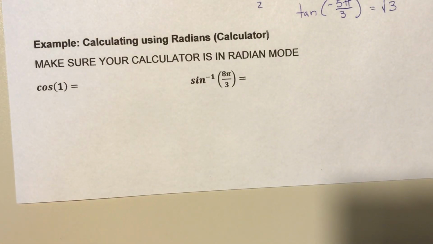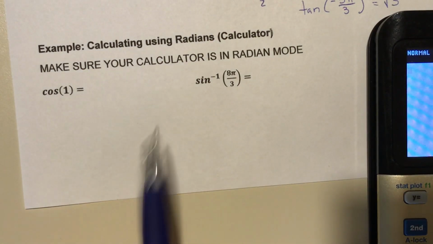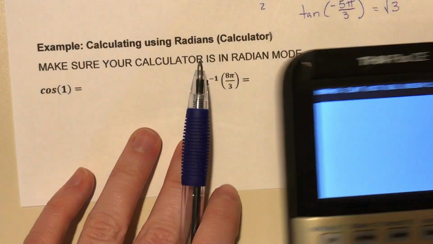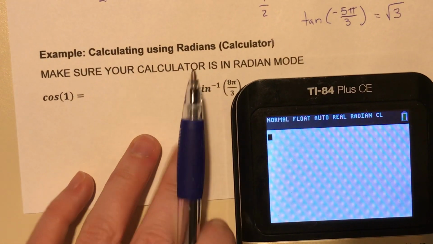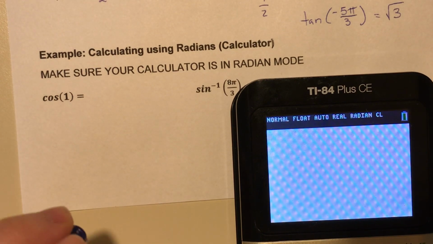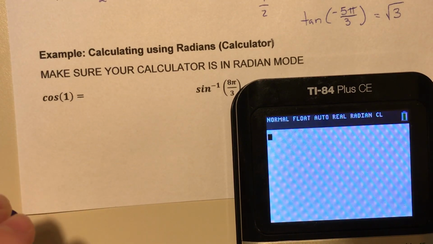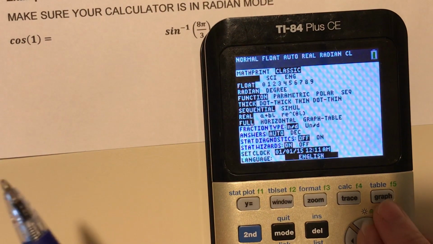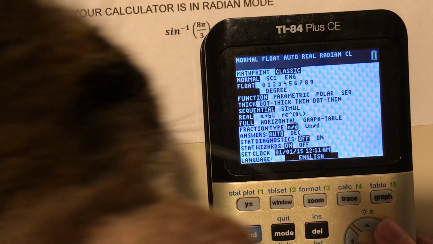All right, we won't do this very often, but I wanted to mention how to use your calculator to find these. We need our calculator to be in radian mode. Up until now, we've used a calculator in degree mode, and now we're going to start switching back and forth. So make sure every time you do a calculation that your calculator is in the correct mode. To change the mode, you go to the mode button and make sure that radian is highlighted.